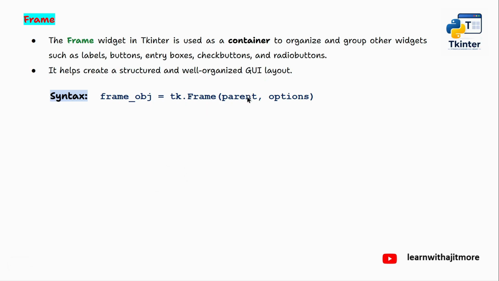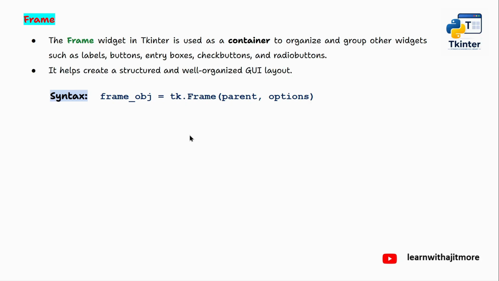Okay. So you have to give the parent and then the options. Options like what border you want, border style. Different border styles are there. Then the border width, then the background color.